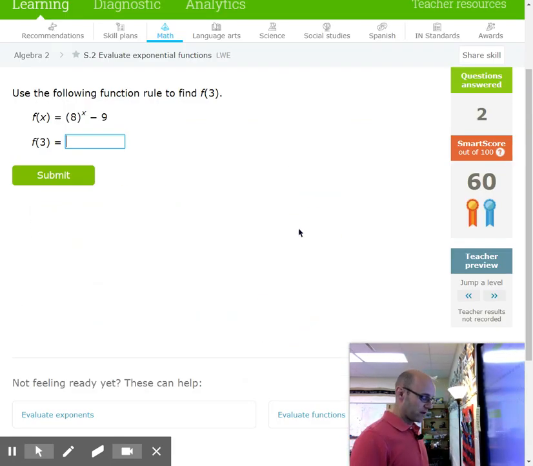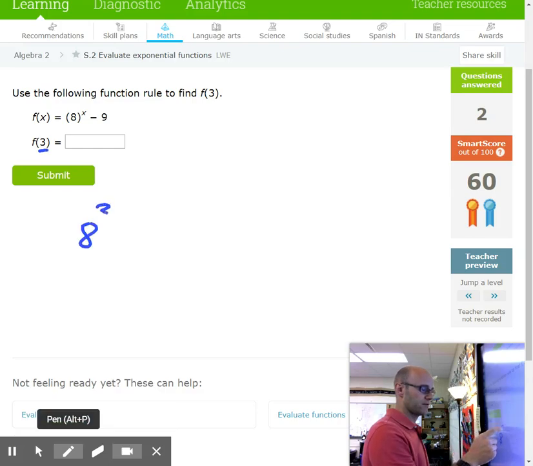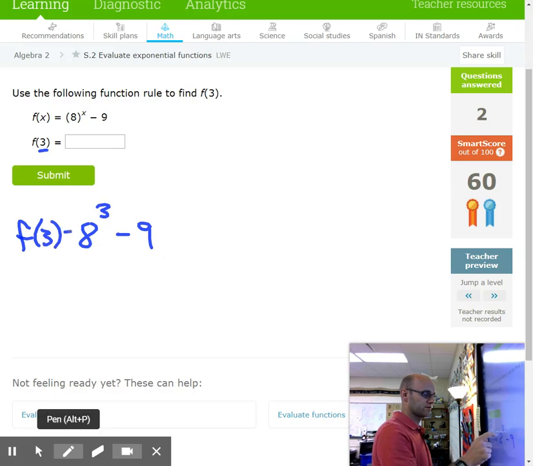Okay, in this example, we actually have a subtraction step happening after we plug in our value. No big deal. Let's try this. So where we see the x, we'll go ahead and plug in our value. They told us to, a 3. So 8 to the 3 minus 9. So f of 3 is going to equal, we just work it out.